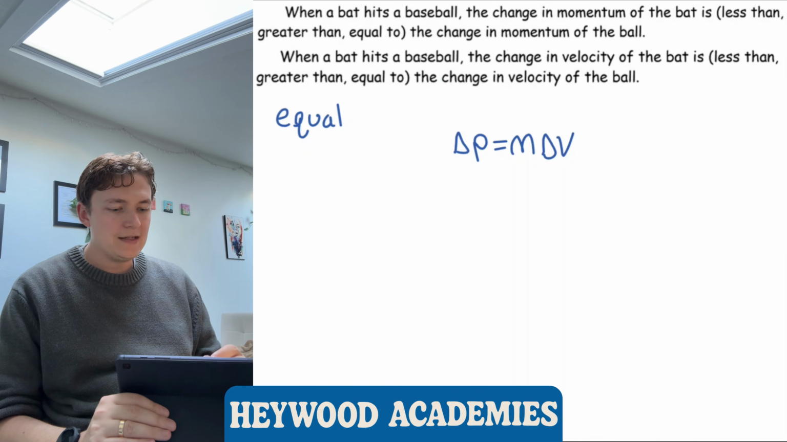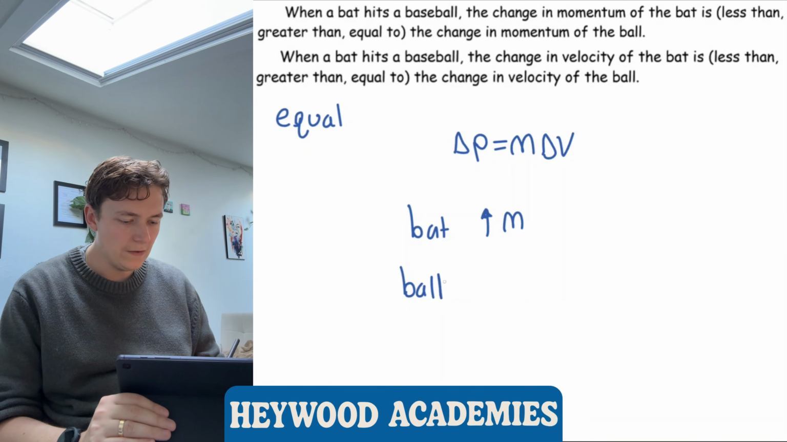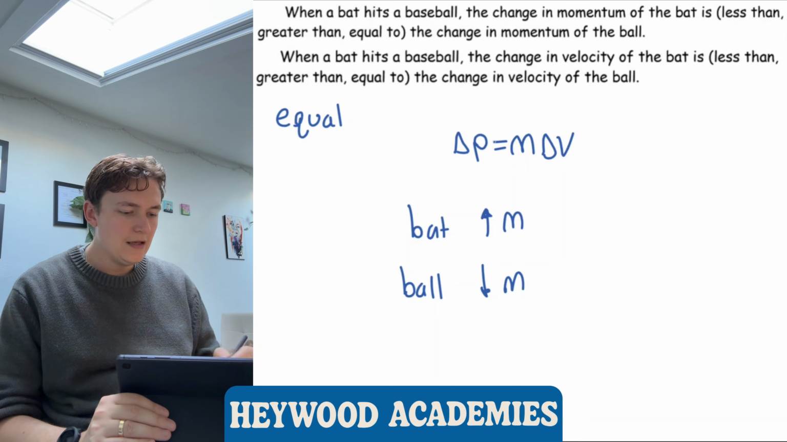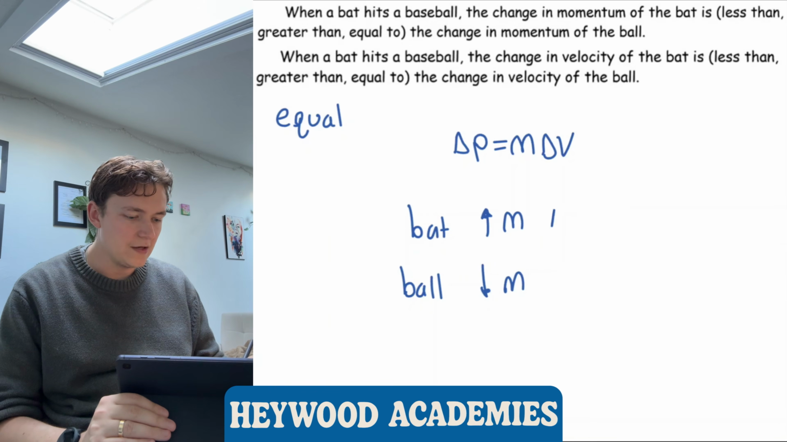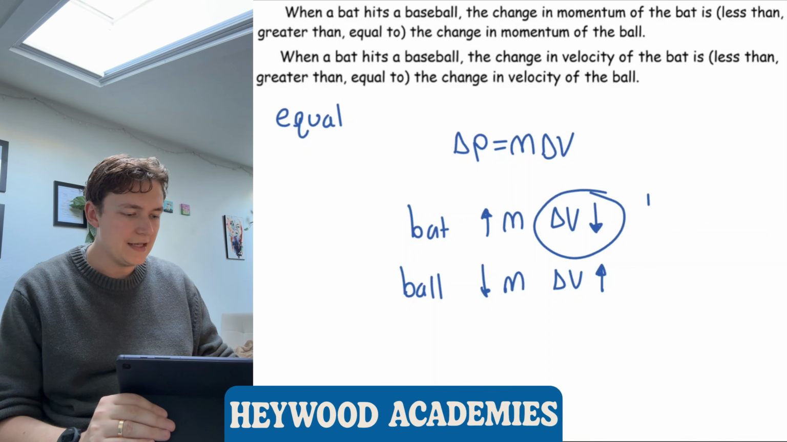If we think about the bat compared to the baseball, the bat is going to have a bigger mass. The ball is going to have a small mass. But we said that the change in momentum has to be the same. So to balance this equation, that means that the other term has to go the other way. The change in velocity for the bat should be smaller than the change in velocity for the ball. So if we go back to the question, when the bat hits a baseball, the change in velocity of the bat is less than, greater than, or equal to the change in velocity of the ball. The bat should be this one, less than.